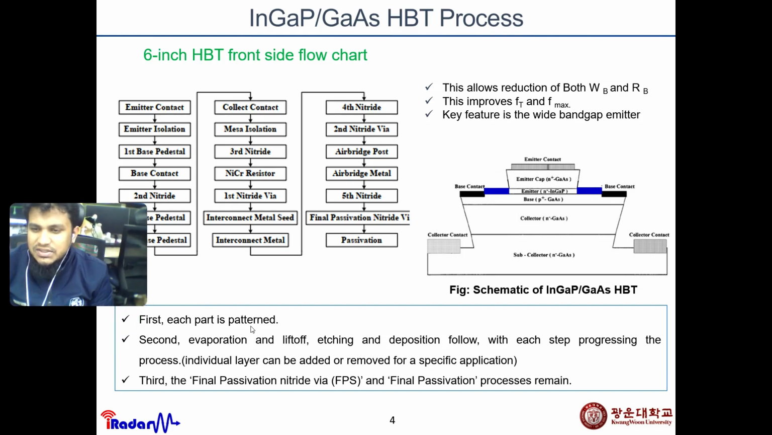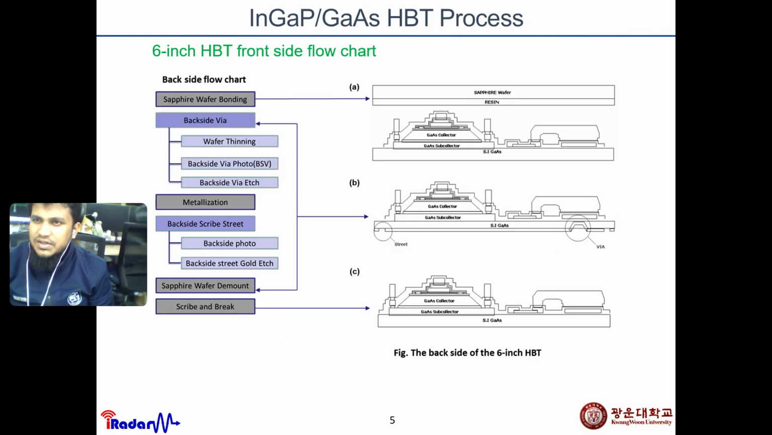First, each part needs to be patterned. Second, there are evaporation, lift-off, and etching deposition processes. In the third stage, you need the final passivation, and the final passivation process remains in this stage. So we can go to the next slide. Next slide also.